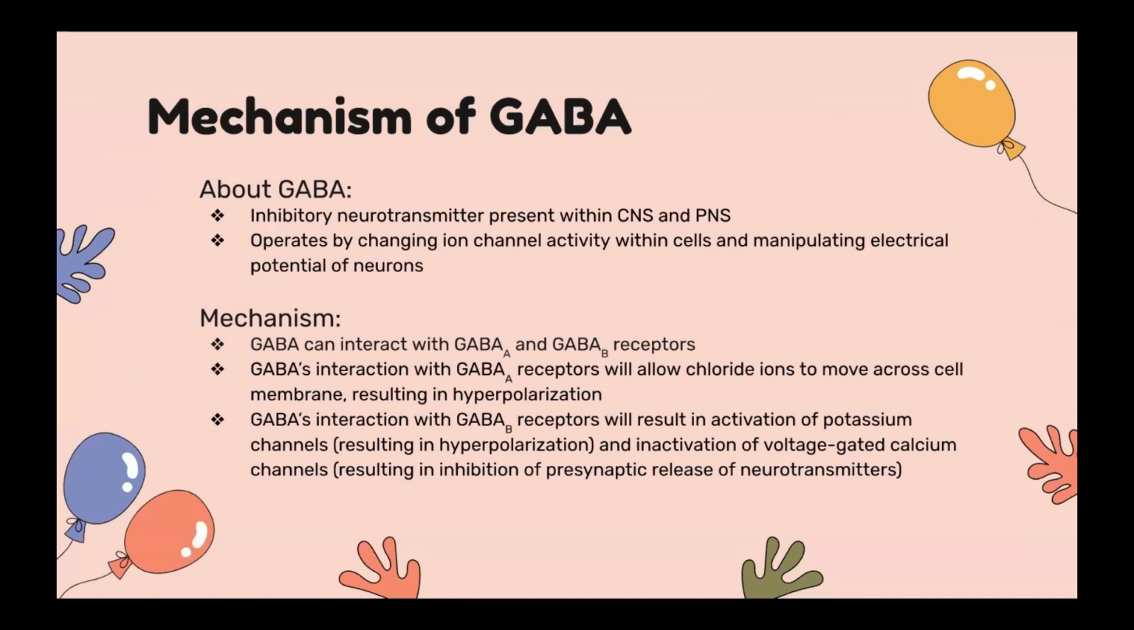GABA is an inhibitory neurotransmitter present within the central nervous system and the peripheral nervous system and reduces neuronal activity by inhibiting nerve transmission. Specifically, GABA operates by changing ion channel activity within the cells and subsequently changing the electrical potential of neurons. GABA exhibits its inhibitory action by eliciting actions from GABA A and GABA B receptors.